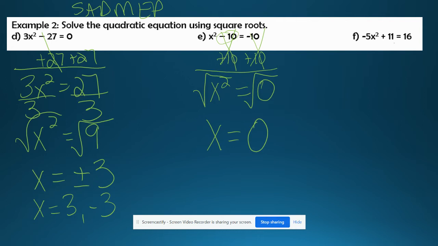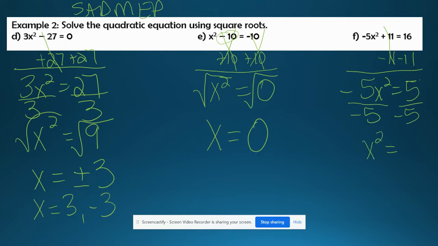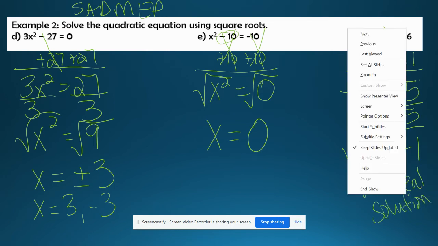Letter F, we move the 11 first. The opposite of a positive 11 is to subtract 11 from both sides. Negative 5x squared is equal to 5. Then we have to divide by negative 5 to get the x squared alone. That gives us a positive 1 in front of that x squared. And 5 divided by negative 5 is negative 1. Take the square root to undo the square, and we can't take the square root of a negative here, so no real solution.